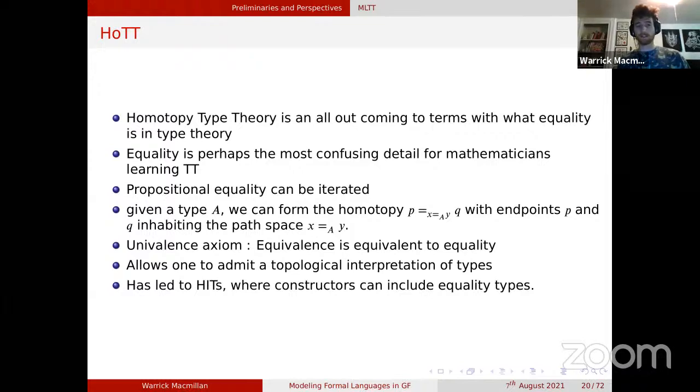And yeah, as I've said, it allows us to admit a topological interpretation and has led to higher inductive types, where we can actually give explicit ways of constructing these topological spaces.